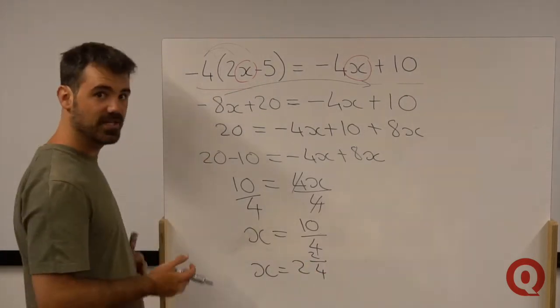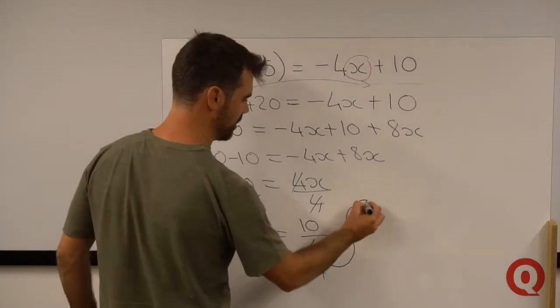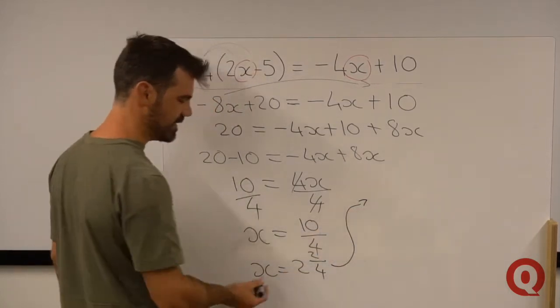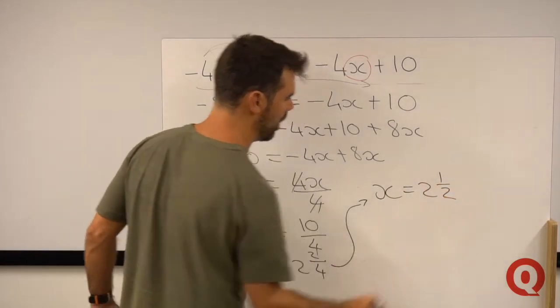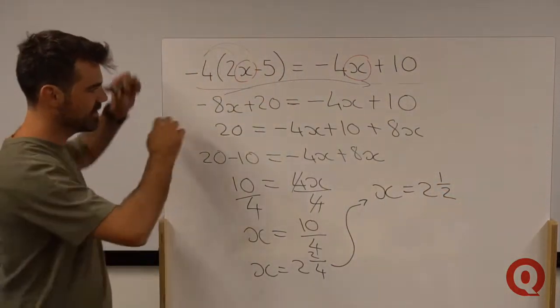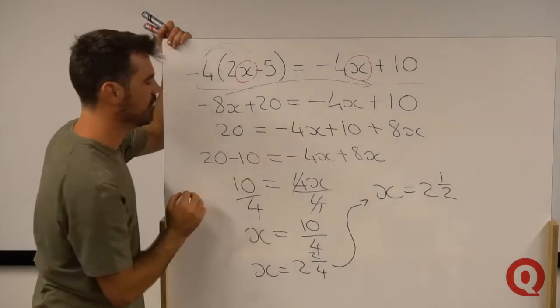Every teacher likes you to put it in its most simple form. So let me just move this up. So now we can simplify that x equal to 2 and 2 over 4 to x is equal to 2.5. Just quickly going through these steps again. This should be pretty straightforward.